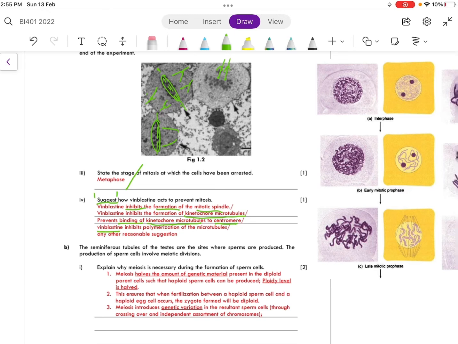Maybe the chemical prevents the polymerization of microtubules, meaning the elongation of microtubules. That's also possible, right? If it doesn't elongate, it won't be able to attach to the kinetochore. So many different answers. I will give you a tick if your answer is logical, but these are the various suggestions.